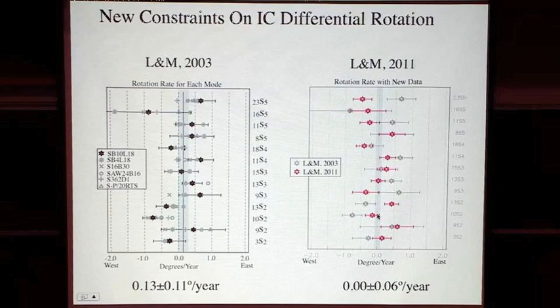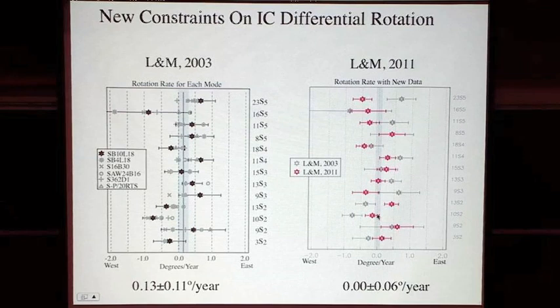How do you get the rotation rate? Can I defer this until we get to phase velocity maps? All right.